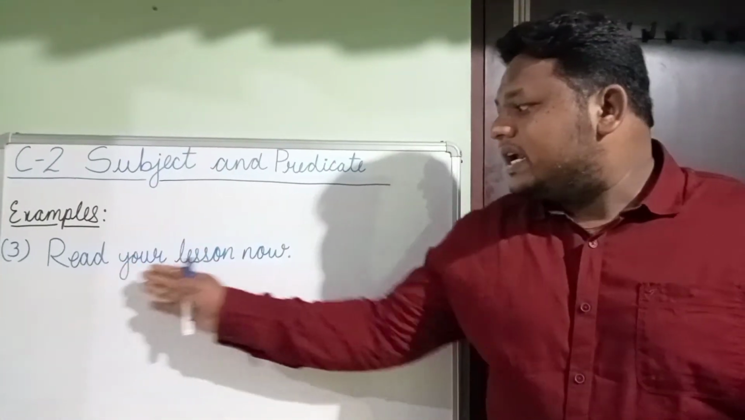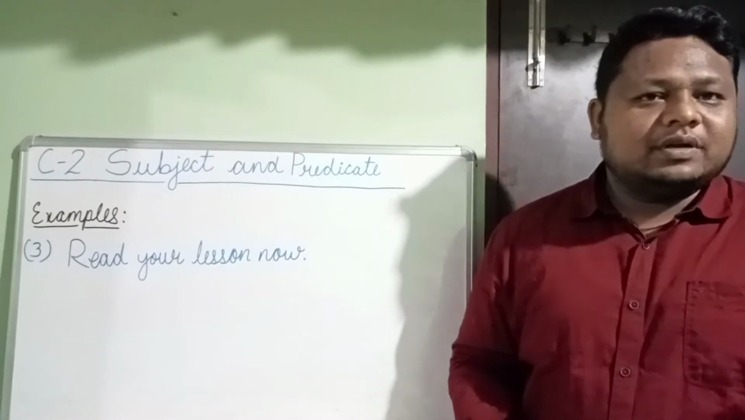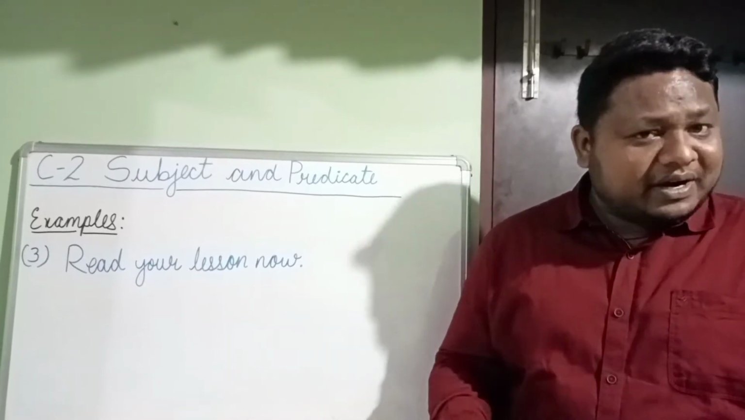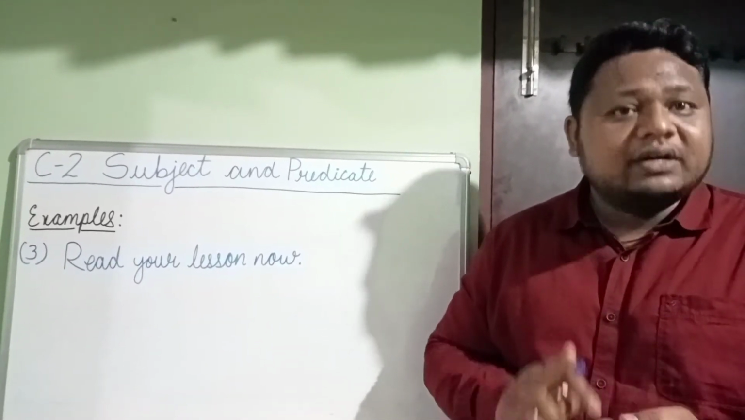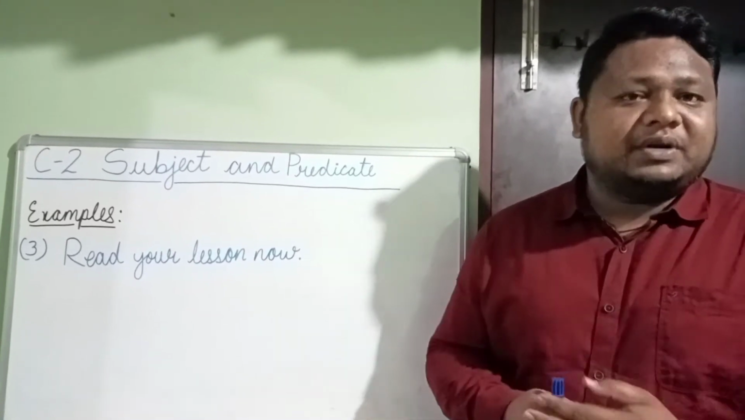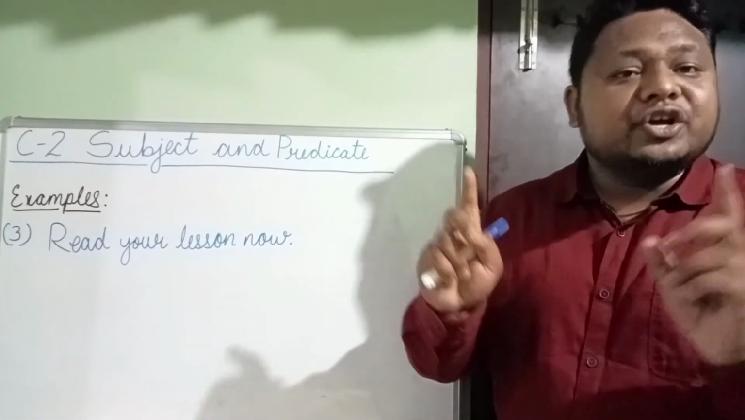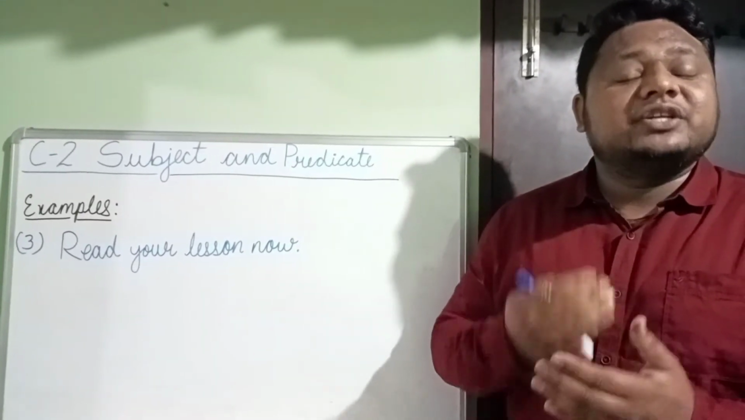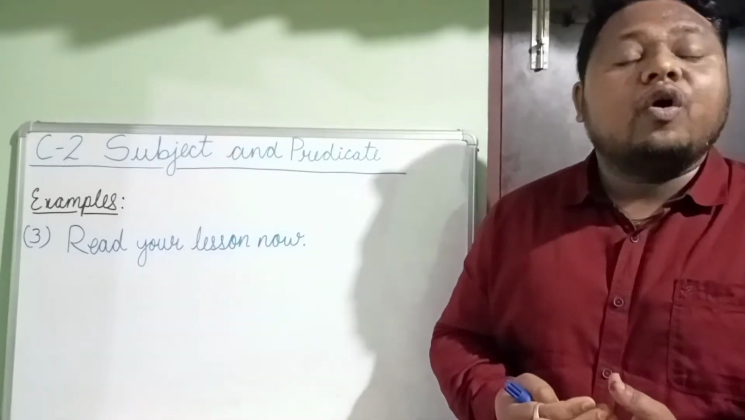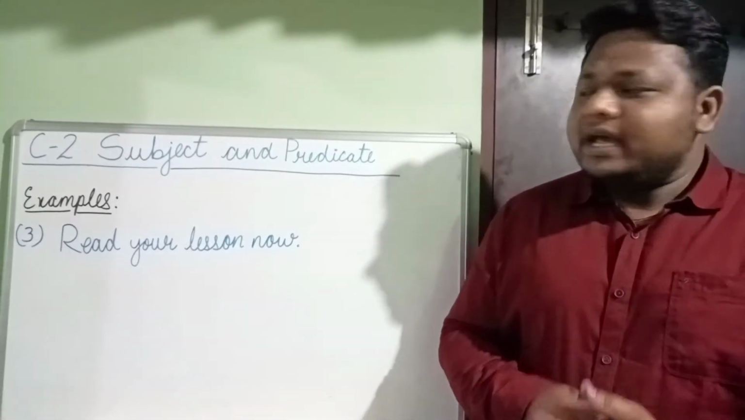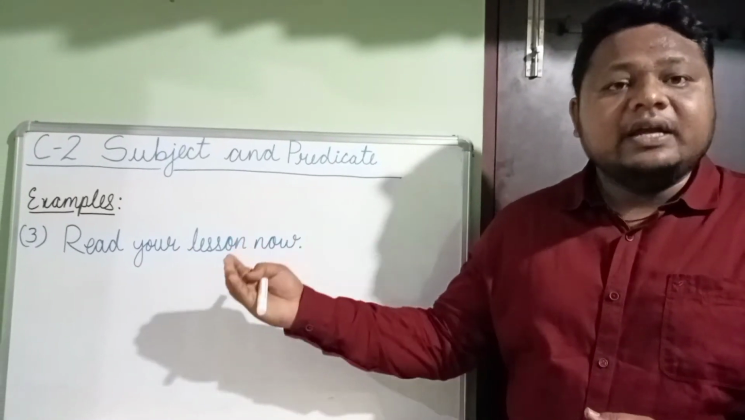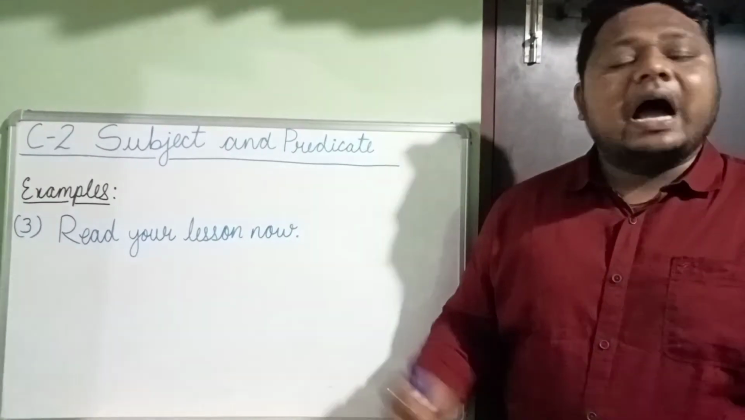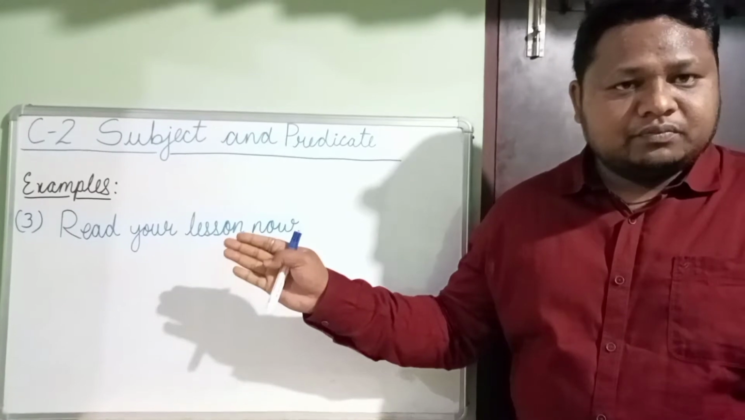Example 3. Read your lesson now. Children, it is an imperative sentence. In an imperative sentence, we command, order, or request a second person, which is you. So in every imperative sentence, the subject you is hidden or understood. Okay? So in this sentence, we are talking about a second person, you. So here, our subject is you.